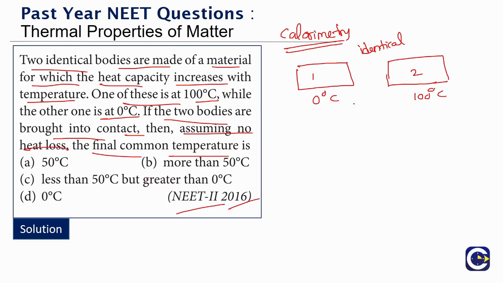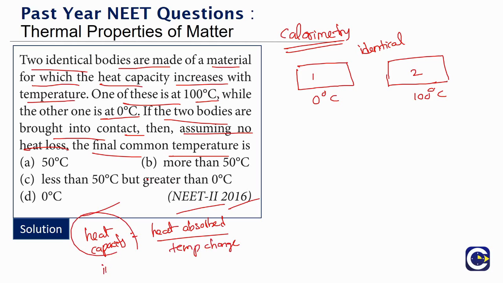Now imagine when we talk about the heat capacity. What is the heat capacity? It's nothing but the heat that is absorbed or released divided by the temperature change. Generally we assume this to be independent of temperature. If the heat capacity is independent of temperature, if you bring them to contact, what normally would happen? Both of them will come to 50 degrees Celsius.